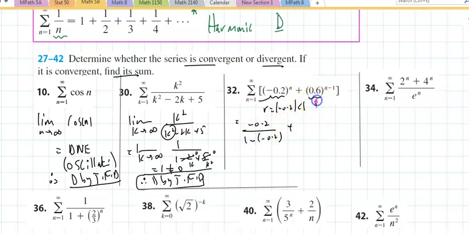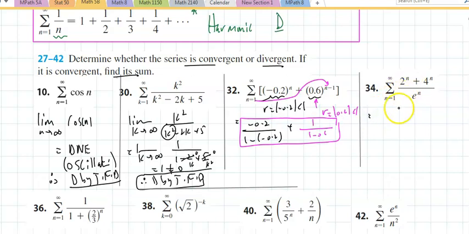This second piece, r, is 0.6. That is less than 1, so that converges. That's going to equal the very first term, where n equals 0, equal 1 in there. That's going to be 0. So 0.6 to the 0 is 1, divided by 1 minus r. This is a fine answer on your test.